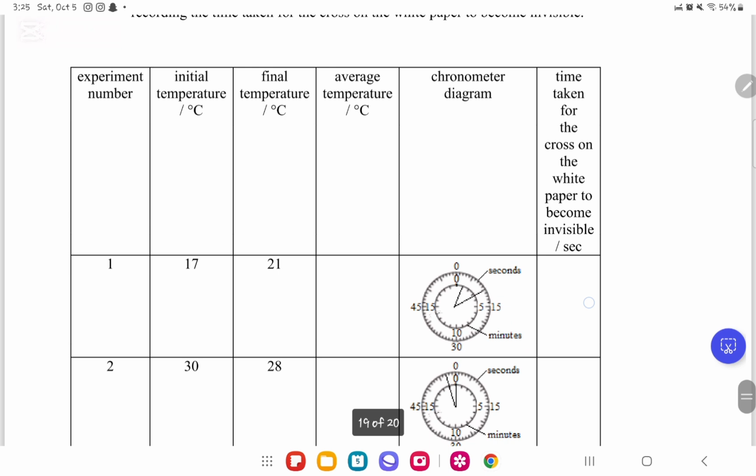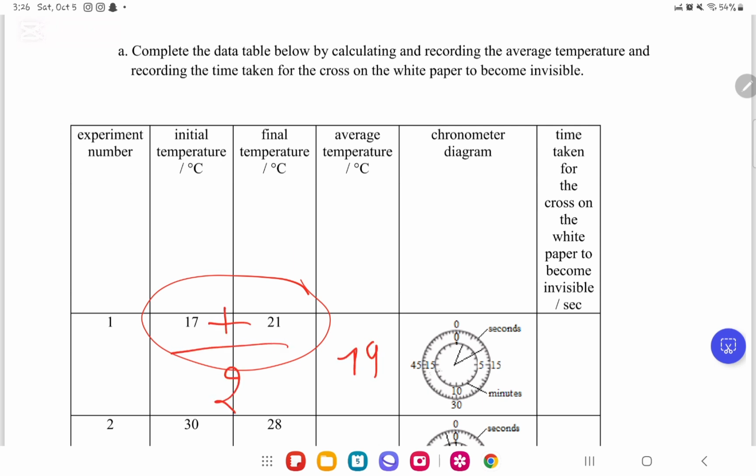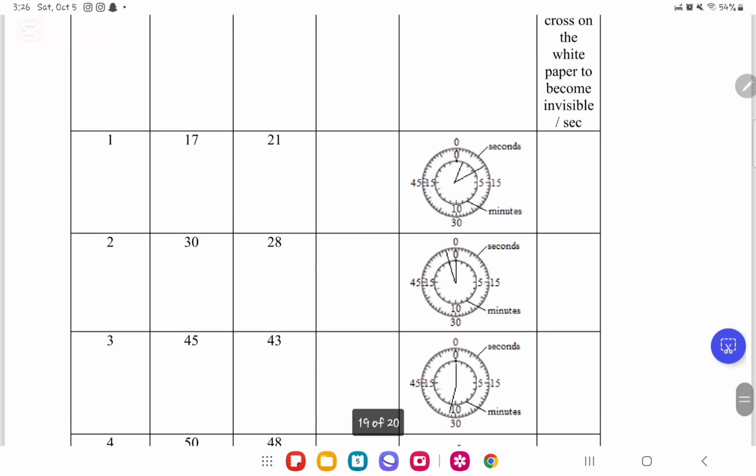So, for experiment 1, what was the average temperature? To find the average temperature, we're going to add the initial temperature and the final temperature and divide it by 2. Then we will get 19. What was the time taken for the cross on the white paper to become invisible? Look here, this is our seconds, this is our minutes. So it was 1 minute and 10 seconds. So 60 seconds plus 10 seconds, it was 70 seconds.